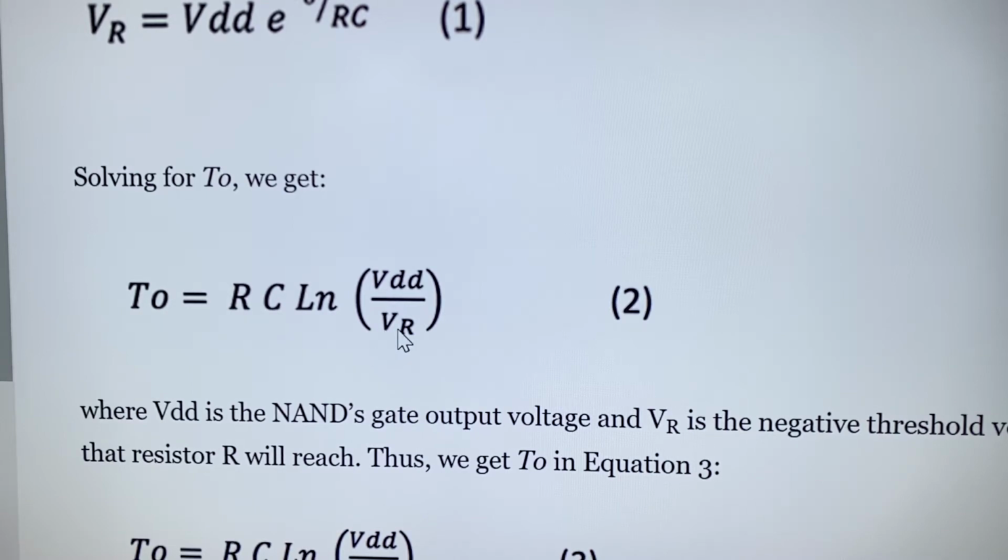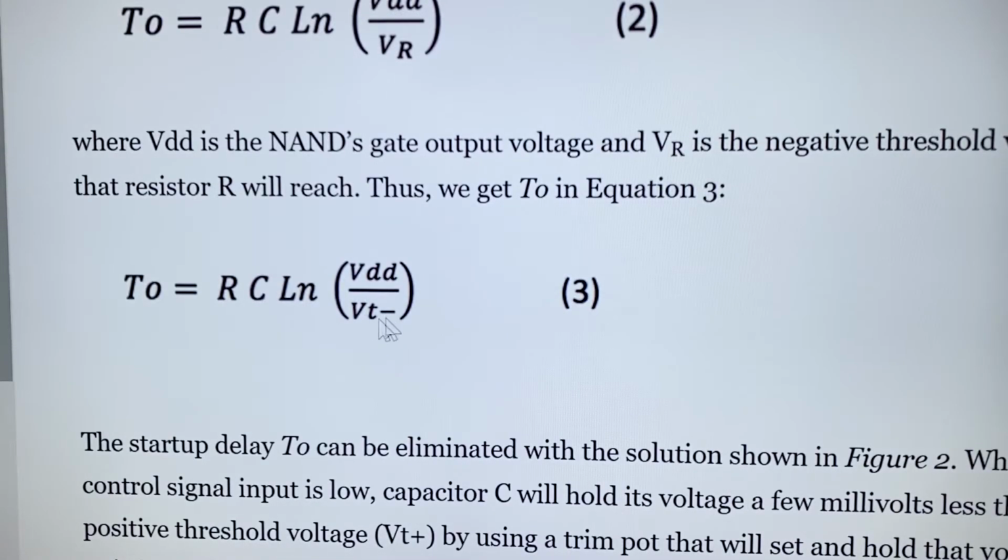The resistor will reach this voltage when the capacitor is discharging from VT plus to VT negative. So from VDD to VT negative is the voltage the resistor will reach. So we substitute VR by VT negative, and this is the T0 formula. So this is the delay. That's the good thing of this: you know the delay you will have before it starts oscillating.